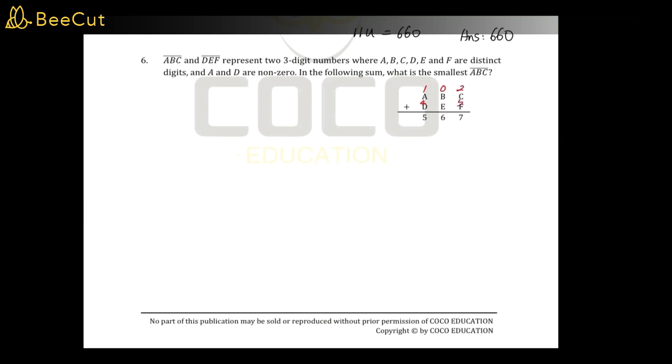Then you can see that 2 plus 5 is 7. 0 plus 6 is 6. Okay, so ABC is 102. This is the smallest value.